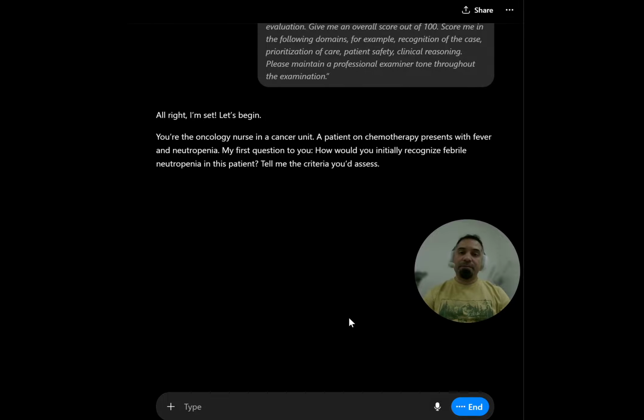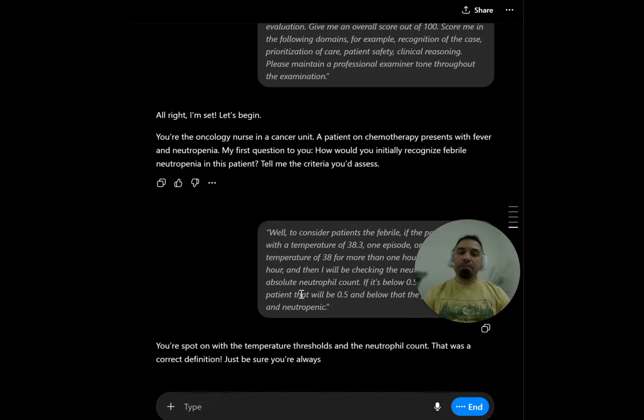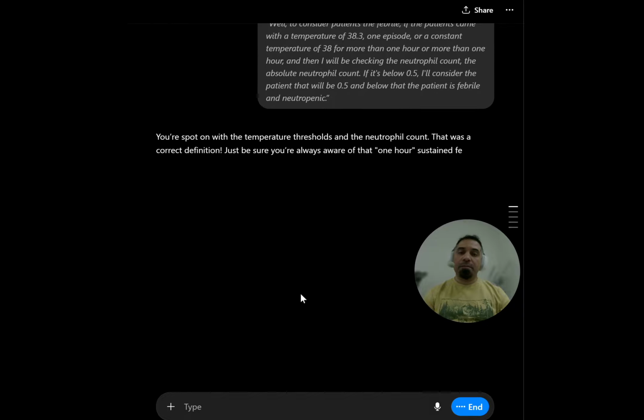neutropenic. You're spot on with the temperature thresholds and the neutrophil count. That was a correct definition. Just be sure you're always aware of that 1 hour sustained fever detail. Great start. Let's move on.